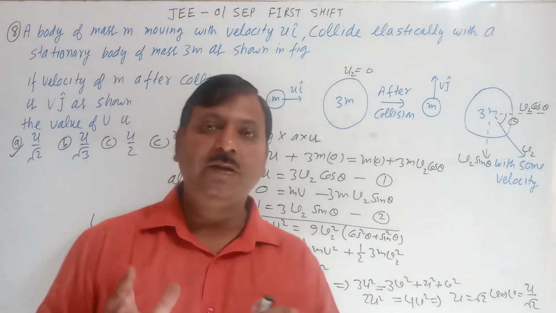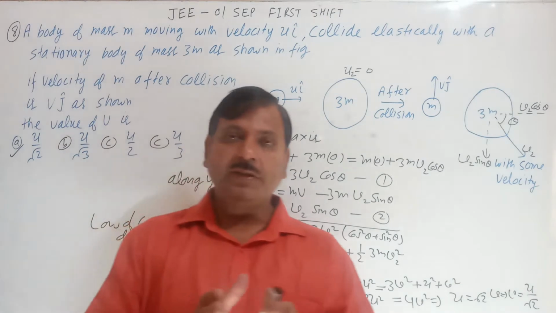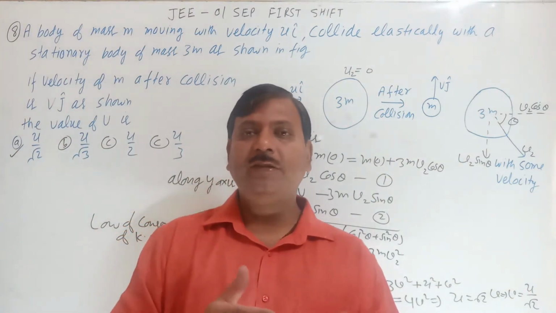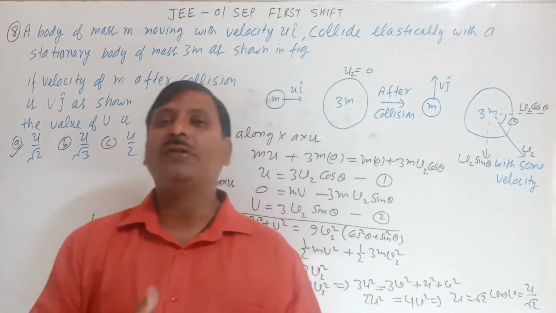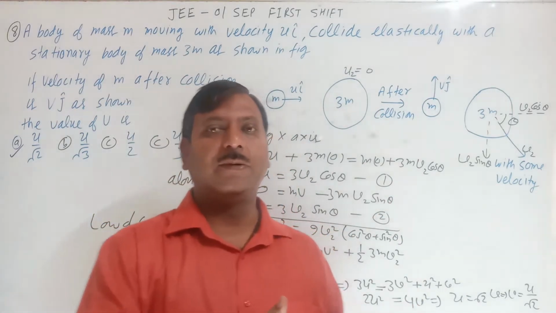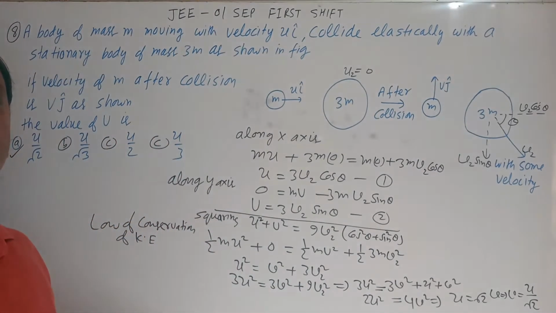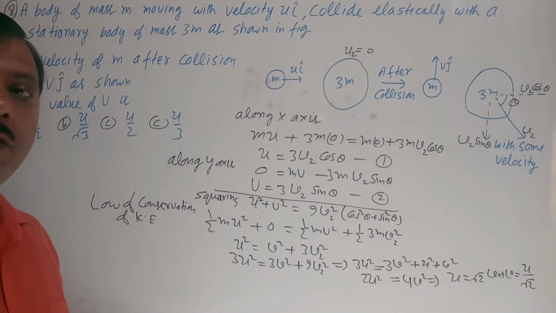There are two things we have done: elastic collision and total linear momentum is conserved along the x-axis. This is an elastic collision in a 2-dimension based problem, and kinetic energy is also conserved. With the help of that, we have found the velocity.